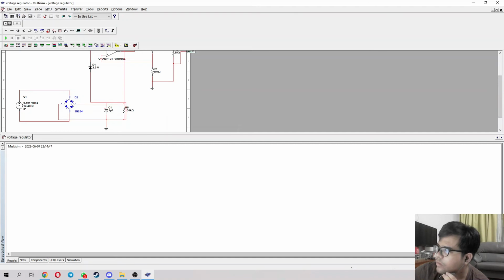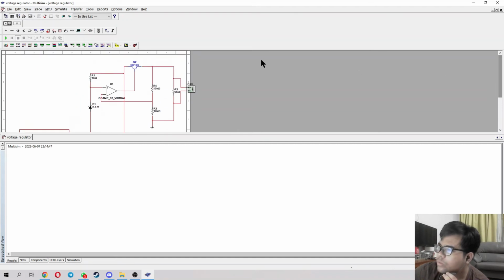So what is a shunt voltage regulator? The shunt voltage regulator is a type of voltage regulator that is designed to shunt the current to the ground. So any excess current will be shunted to the ground.